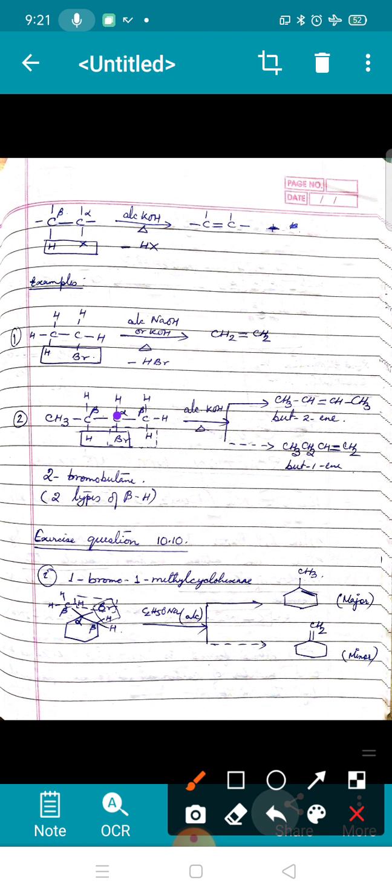Now depending on which beta hydrogen we remove, there are 2 possible products. You can see I have drawn here one solid line and one dotted line, and here also I have put one solid box and one dotted box. So the dotted product corresponds to this dotted box, and the solid box represents this product. So what we get, look here: if Br from position 2 and H from position 3 are lost, then a double bond will be formed here.